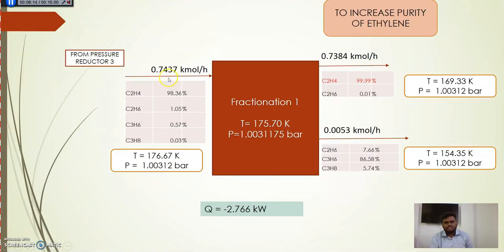From pressure reductor 3, it will enter 0.7437 kmol per hour with a temperature of 176.67 Kelvin and pressure 1.00312 bar, and the top product with a flow rate of 0.7384 kmol per hour with a temperature of 169.33 Kelvin and pressure 1.00312 bar. And here we will produce ethylene with a purity of 99.99%. And the bottom product with the flow rate 0.053 kmol per hour and temperature 154.35 Kelvin and pressure 1.00312 bar is produced. And the energy release is negative 2.766 kilowatt. The function of fractionation 1 is to increase the purity of ethylene.